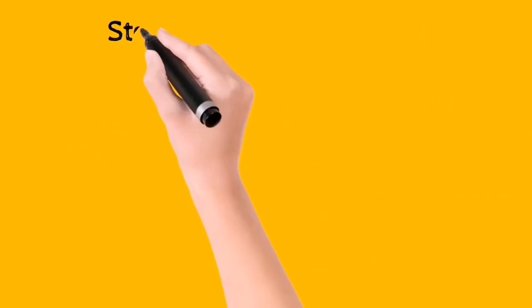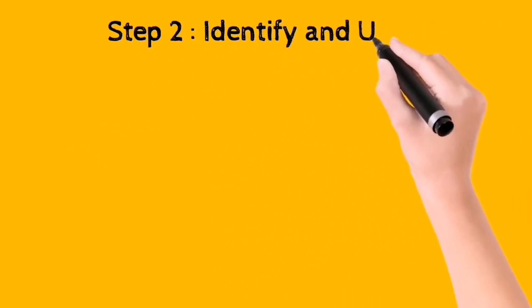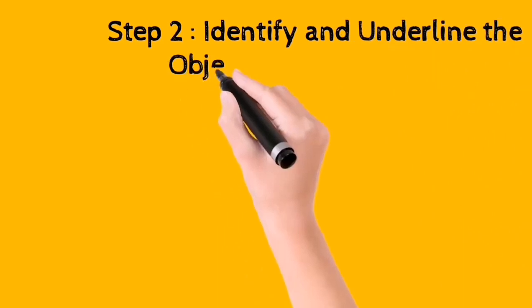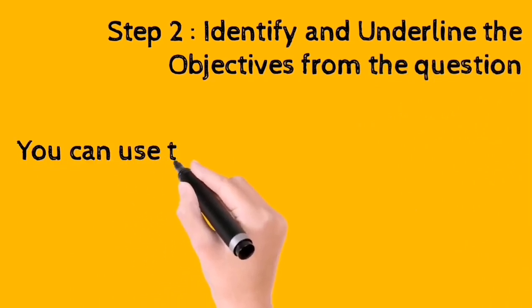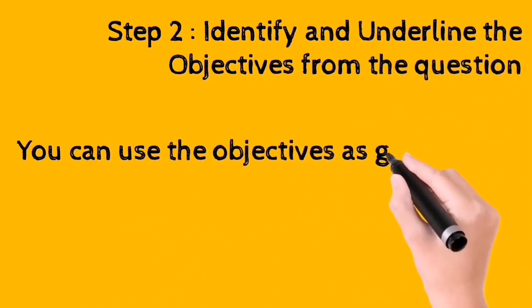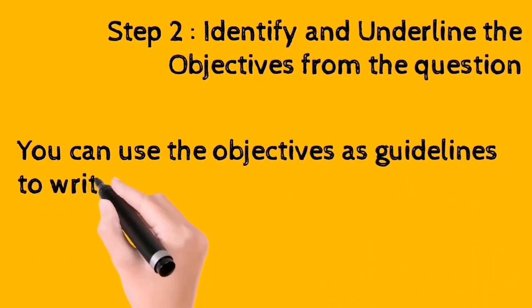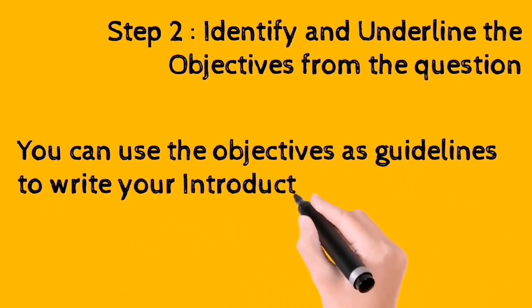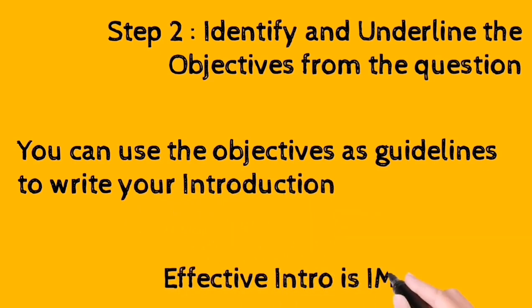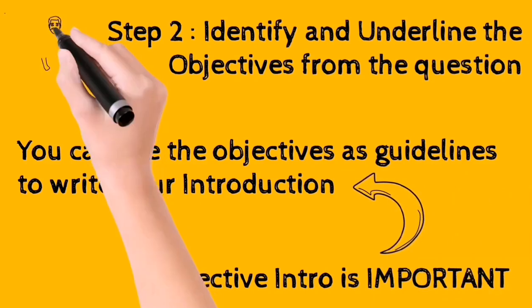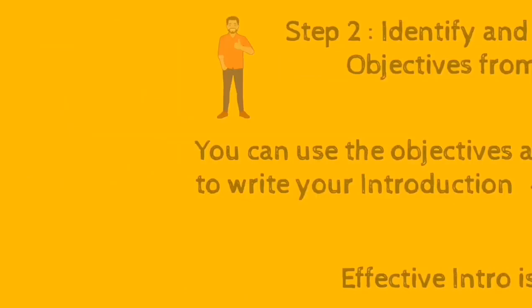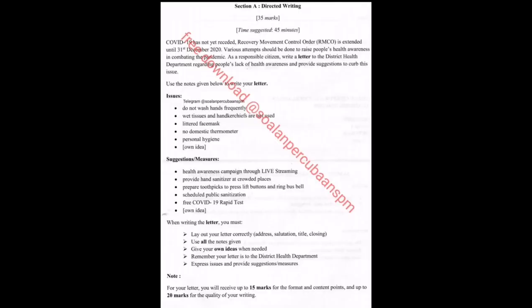So next we move on to step number 2. In step number 2, you need to identify and underline the objectives from the question. You can use the objectives later on as guidelines, and later these guidelines will help you to write an effective introduction. And for your information, an effective intro is really important to make your essay really interesting. Next, let us read the question first so that we will understand the objective of the question.